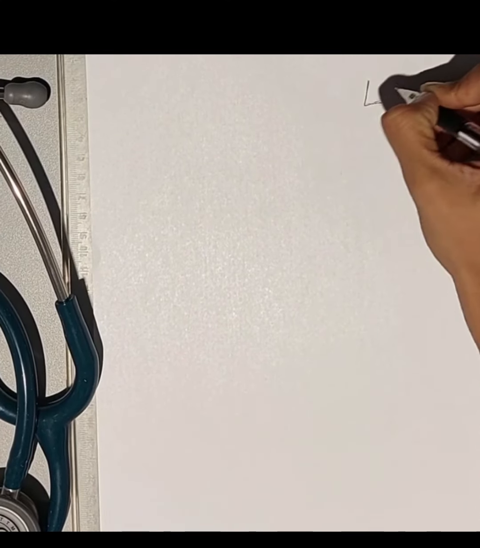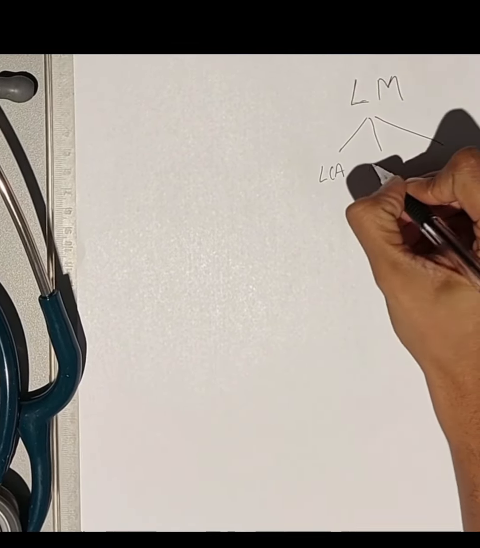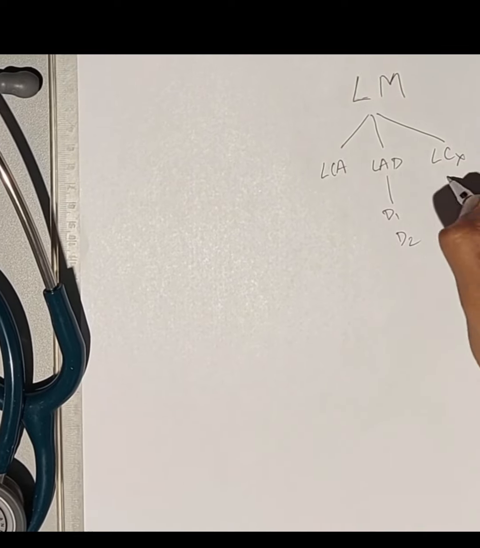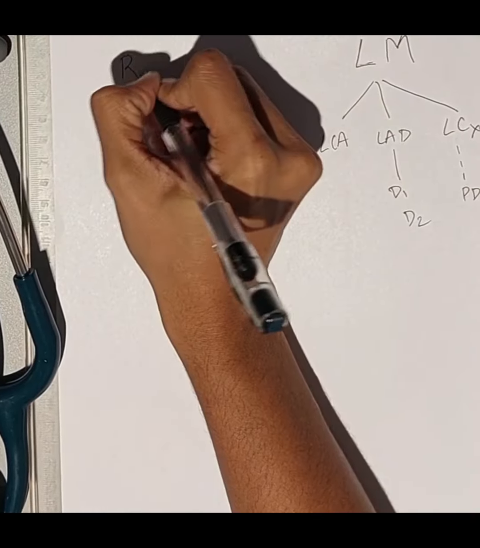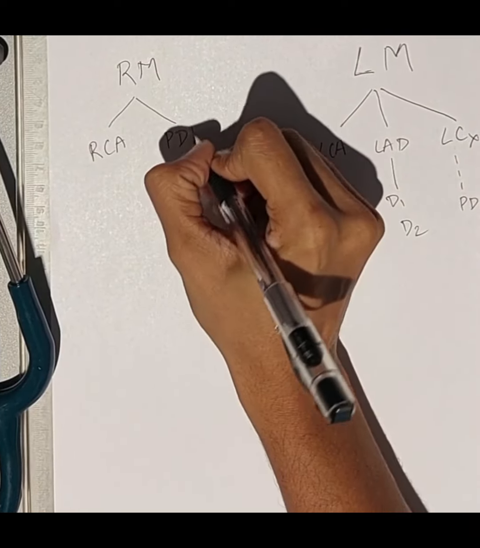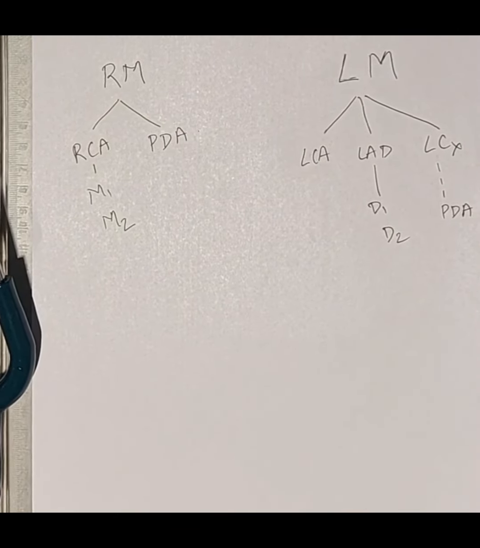So let's revise. The left main divides as your left coronary artery, the left anterior descending, and the left circumflex posteriorly. The left anterior has the diagonals and circumflex can make a PDA. The right main divides as your right coronary and your posterior descending. The right coronary has the marginal branches.